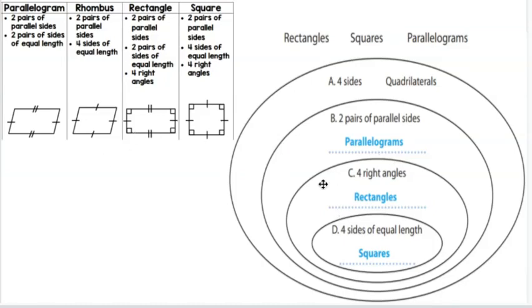We live in the state of New Jersey. We live in Franklin Township. Within Franklin Township, maybe you live in Franklinville. And then you can get even more specific. You have your street that you live on. So that's kind of what's happening here as we classify and sort our shapes. This square is all the other circles around the outside of it.